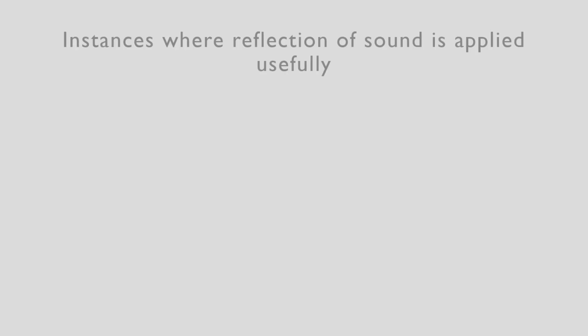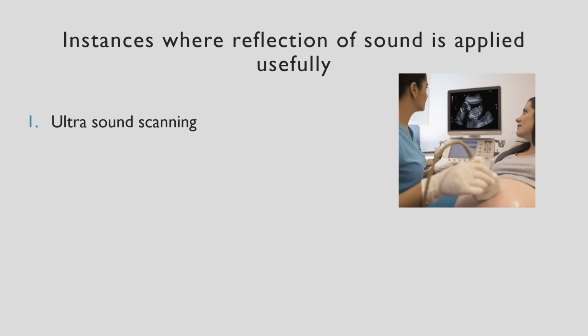So now let's see how this reflection of sound is useful in our day-to-day activities. The first instance of using this reflection of sound is ultrasound scanning. In scanning or observing the internal organs, we use this ultrasound scanning. Ultrasound waves are generated by a machine, and those ultrasound waves are aimed at the relevant organ from the outside of the body.